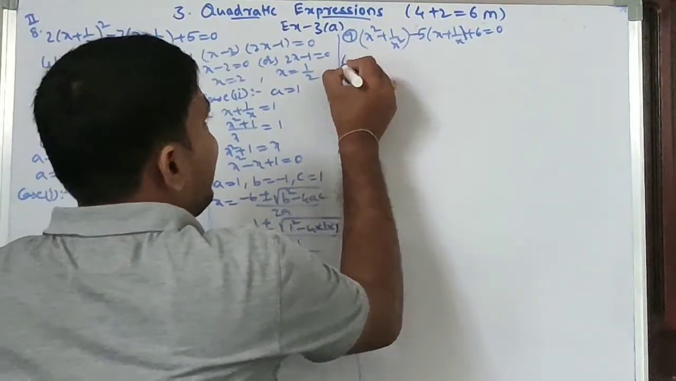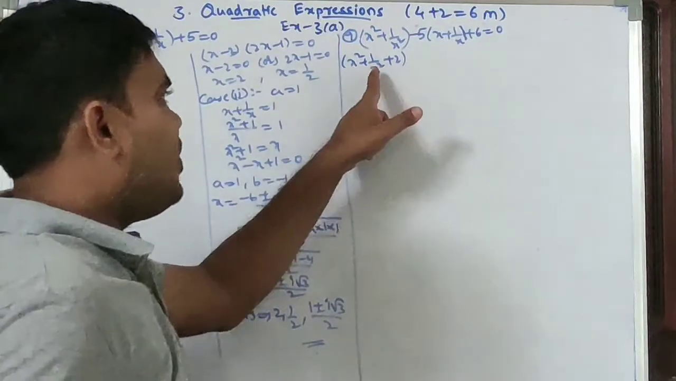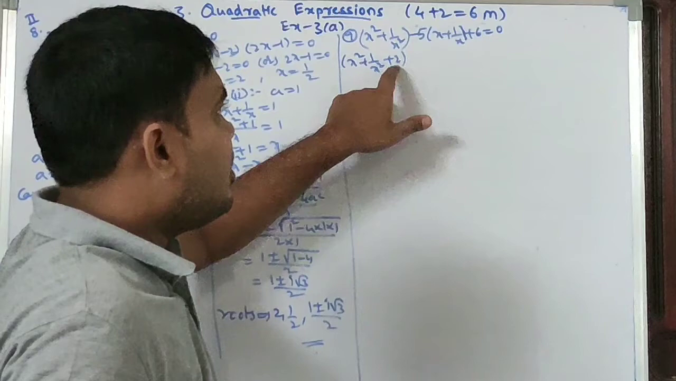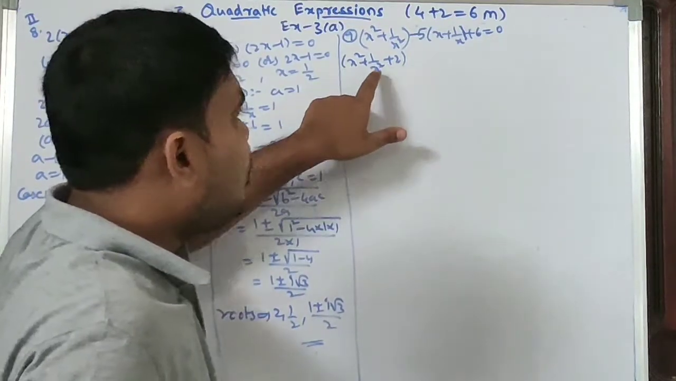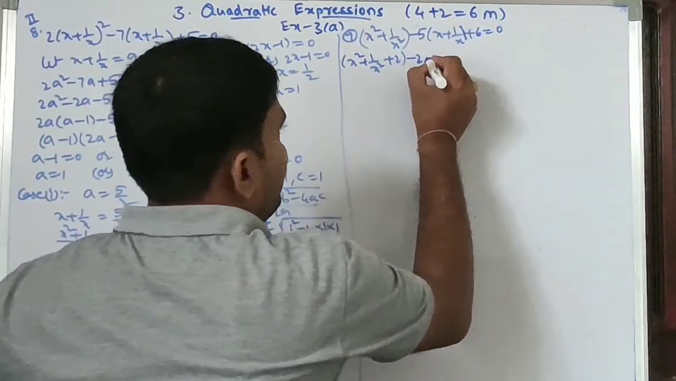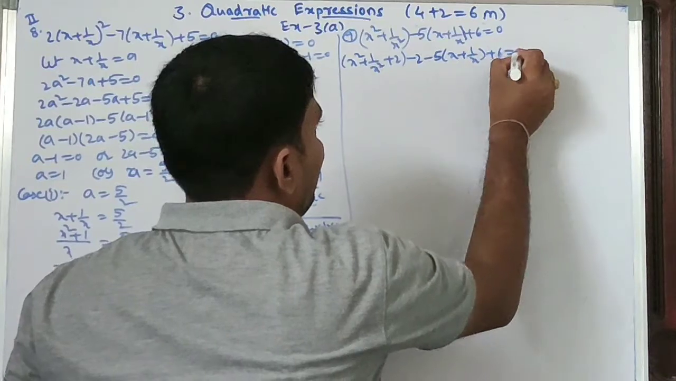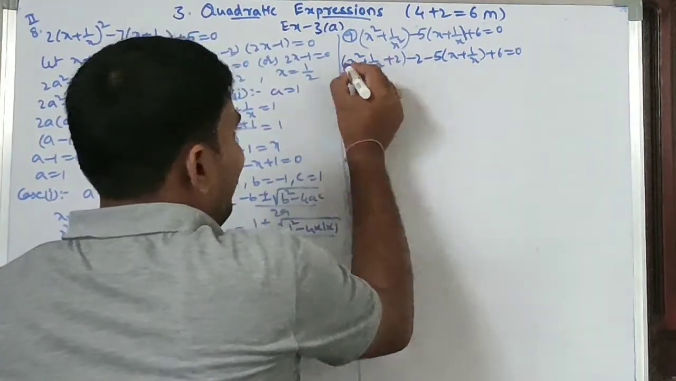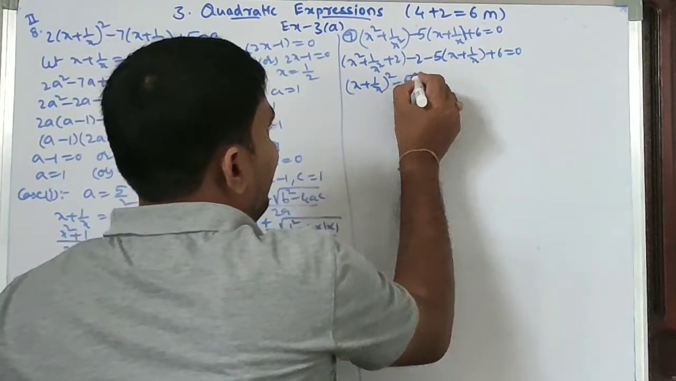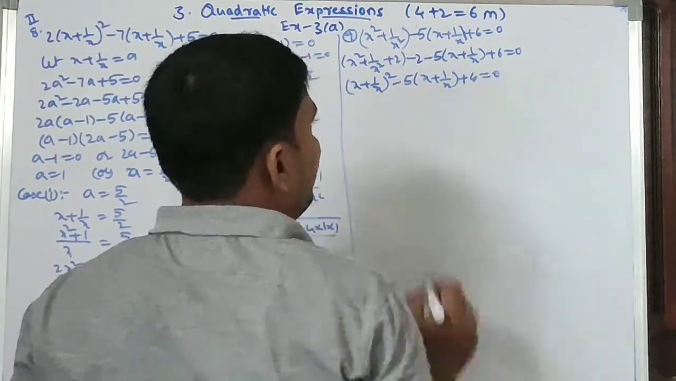So I am writing x square plus 1 by x square plus 2, like a square plus b square plus 2ab. Actually here ab is not visible, because x into 1 by x gets cancelled. We are writing plus 2 and subtracting 2: minus 2 minus 5 of x plus 1 by x plus 6 equal to 0. So we write it as x plus 1 by x whole square minus 5 of x plus 1 by x plus 6 minus 2, plus 4 equal to 0.